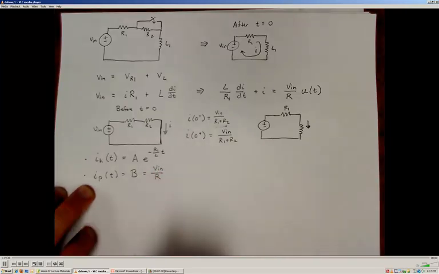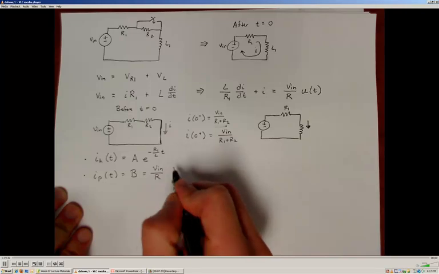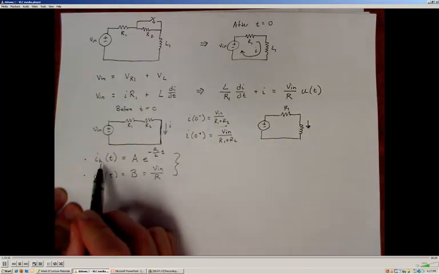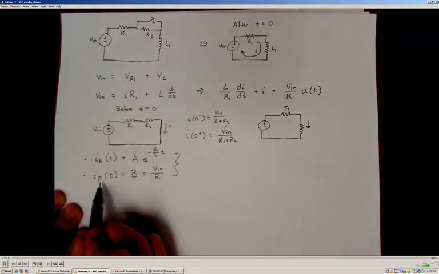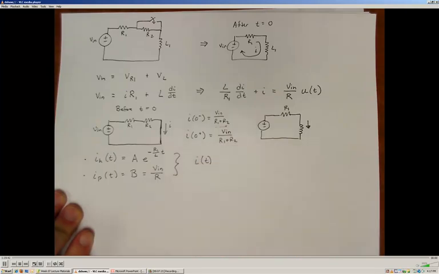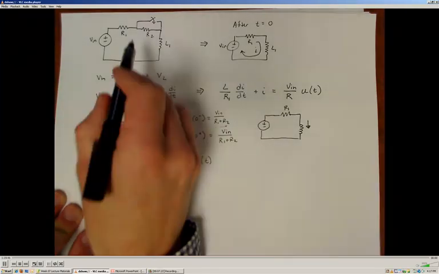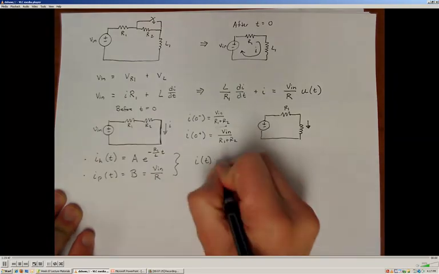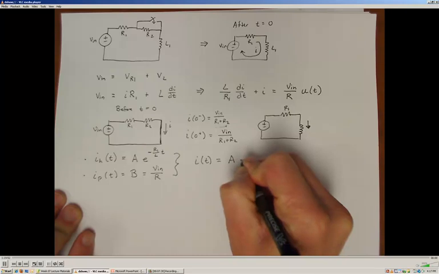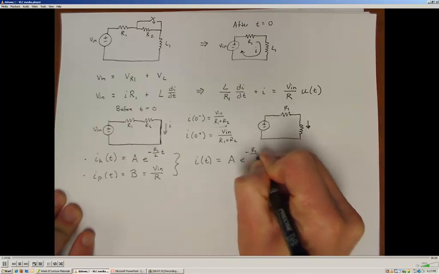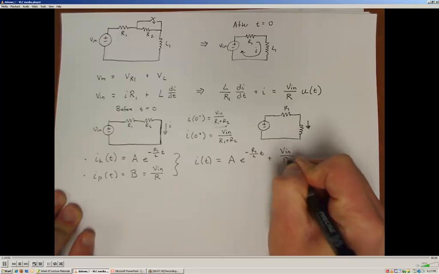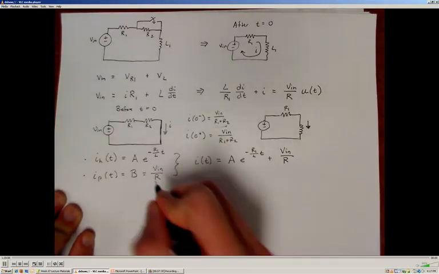All right, so after we have both of those, we can combine the homogeneous solution, or the free response, and the particular solution, or the forced response, to get the total solution. So after time is equal to 0, after the switch closes, the current as a function of time will be given by this unknown constant times e to the negative R1 over L times time plus Vn over the value of that resistor R1.